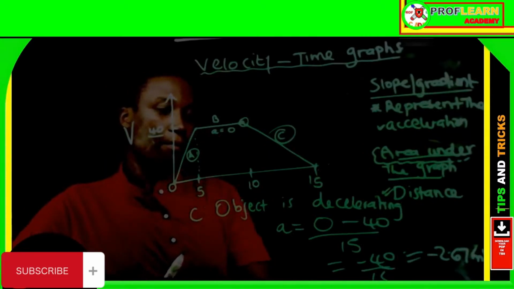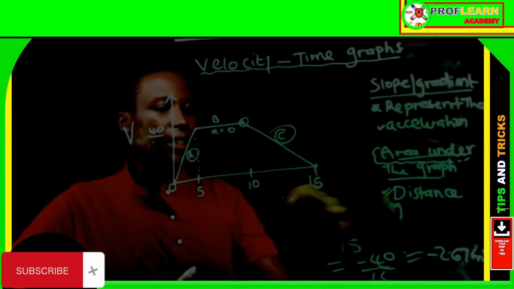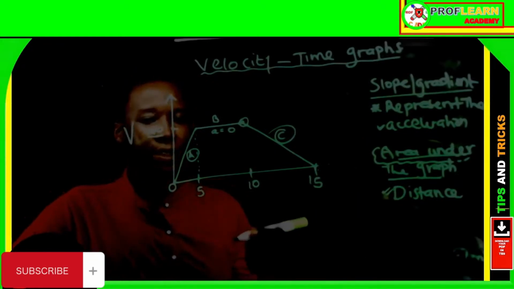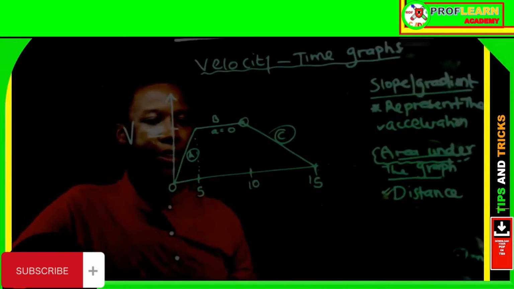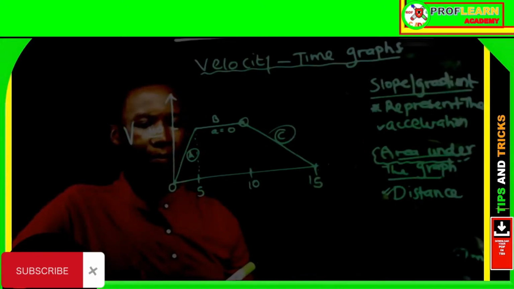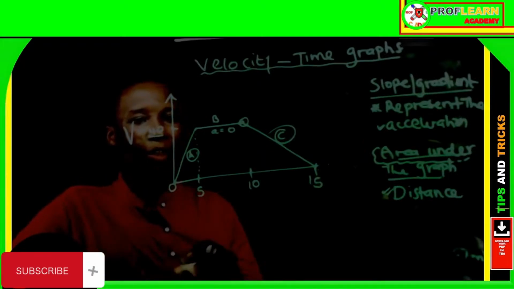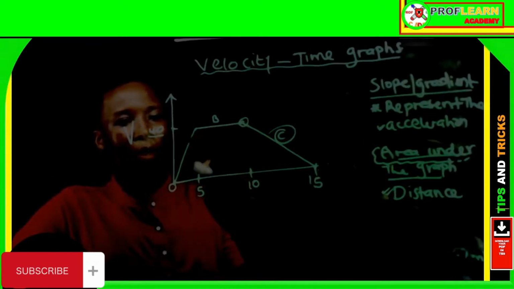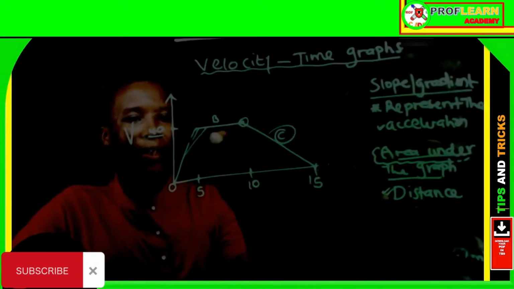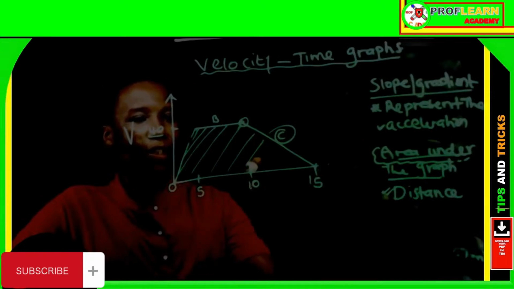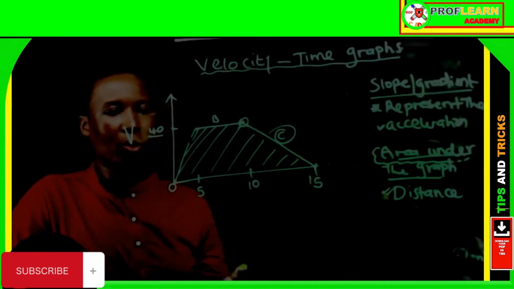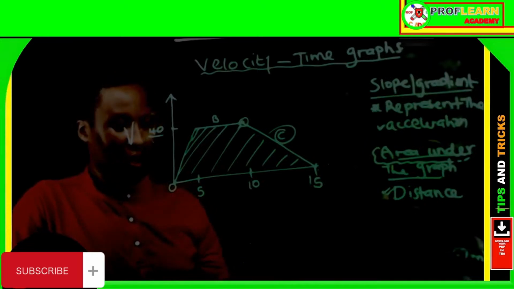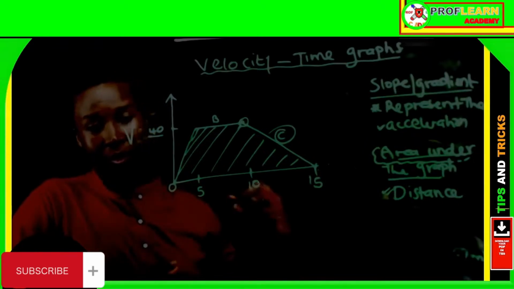Now, upon looking at different regions and what they really represent, you may be asked the distance covered by this object in the 15 seconds. To work this out, or to really know what to do in this kind of question, you will work out the area under the graph. This is the graph that we are talking about. So the area of this graph is going to give us the distance covered by this particular object.